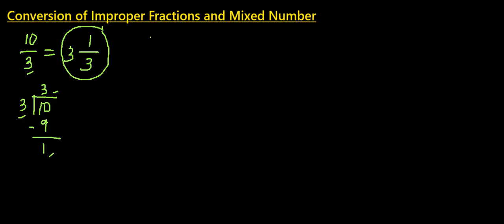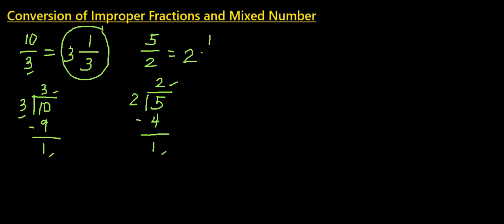Another example, 5 over 2. So let's divide it using the long division method. How many 2s are there in 5? So there are 2. 2 times 2 is 4. 5 minus 4 is 1. The whole number is 2. The remainder is 1. Then let's copy the divisor, which is 2. So this is the final answer.